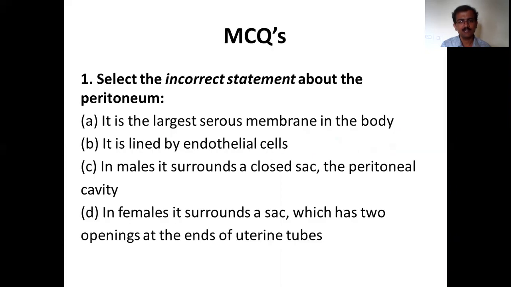For example, the first question is an MCQ. I read out the question. Select the incorrect statement about the peritoneum. A: it is the largest serous membrane in the body, lined by endothelial cells. B, C: in males, it surrounds a closed sac, the peritoneal cavity. D: in females, it surrounds a sac which has two openings at the ends of the uterine tubes. So you write the answer, whichever of A, B, C, D. That is the first question. You write it like that.